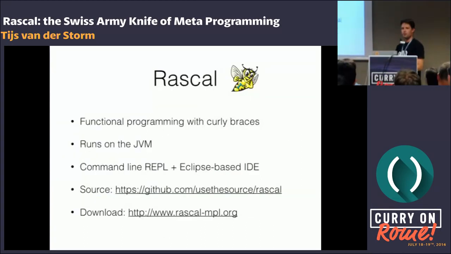If you were at the keynote this morning, you heard David Nolan saying that Clojure tries to go where the mainstream goes. We have the same idea, so we want to take benefit from the large Java ecosystem that is around that. So we run on the JVM and have easy interaction with anything in Java. We have a command line REPL. We also have an IDE based on Eclipse. You can download it if you want. The source is on GitHub, and we have an update site for Eclipse. Downloading the command line version is just a single jar. So if you hate IDEs, you can still use Rascal.